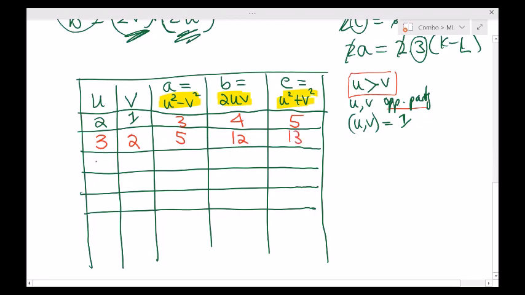What's the next U and V that I should try? Yes, 4, 1 works because 4 is greater than 1. 4 and 1 are opposite parity. One of them is odd, the other one is even, and they are relatively prime. Make sure they satisfy these 3 properties. So can you plug them in? What do you get?